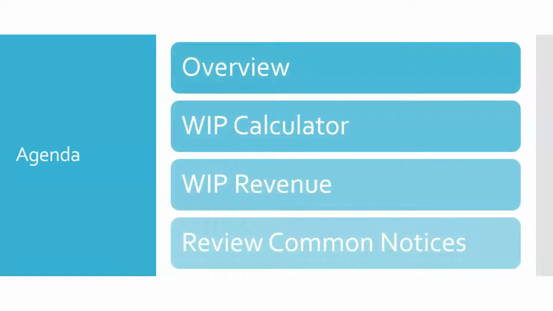Our agenda for today is we will go through an overview. We will then process using the WIP Calculator. We will do WIP Revenue, and then review some common notices that you might receive during the WIP Revenue process.